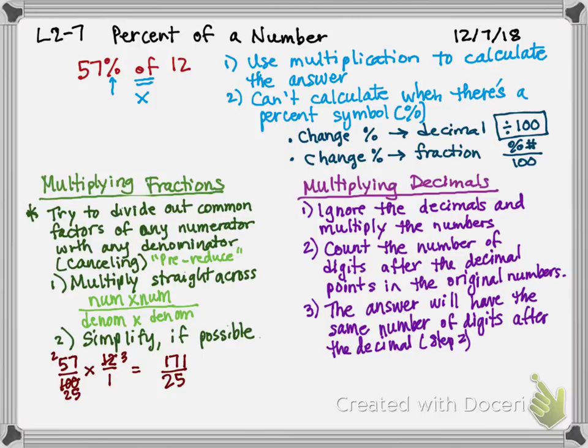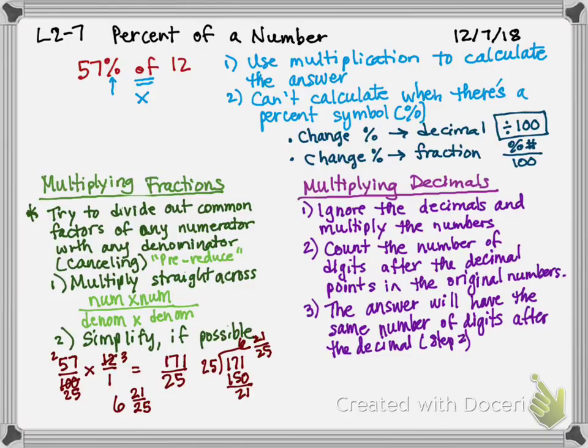And then what I can do is convert this to a mixed number. So 25 divides into 171. Ooh, man, that's just short of 7 times. It's only going to go in 6 times, which is 150, with a difference of 21. So I get 21 over 25 is my remainder. So the answer is 6 and 21/25.